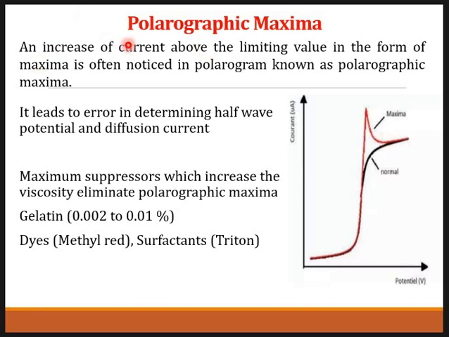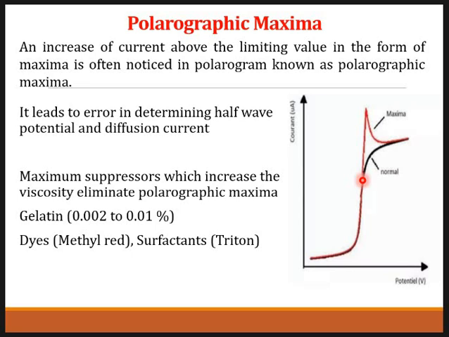So that is an increase in the current above the limiting value in the form of maxima, which is often noticed in the polarogram, that is called polarographic maxima. And it leads to error in determining the half wave potential, because if it is a sigmoid, suppose the half wave is here. If you are getting a polarographic maxima, then the half wave potential may change. It leads to some error in determining the half wave potential and diffusion current also.